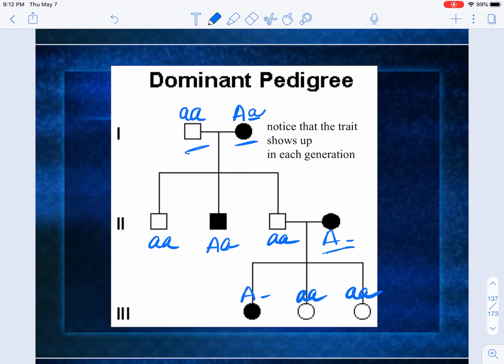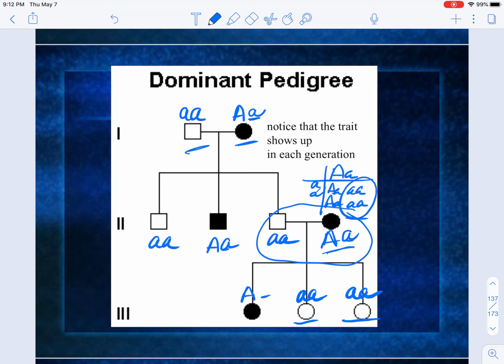Over here, when we look at this person, because this person had recessive kids, then it's got to have had a second gene that was recessive. So what you're doing is imagining doing this cross here. And when you do this cross, you realize that there's going to be recessive kids possible if this female was carrying a recessive gene as the second gene. Okay.